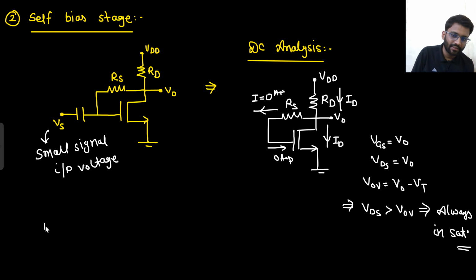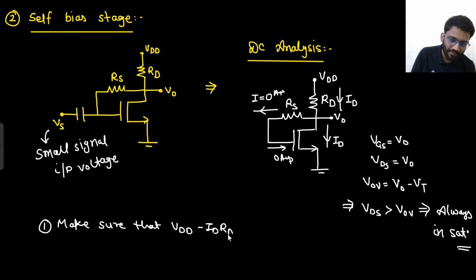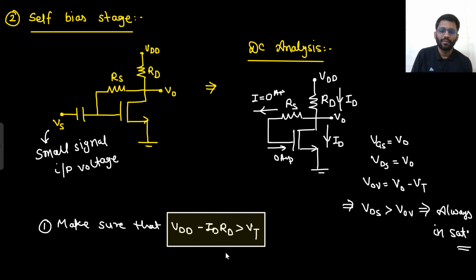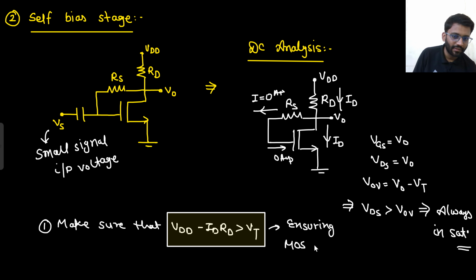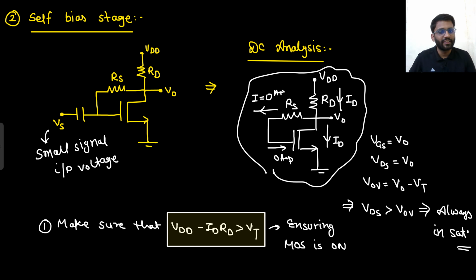So your only concern is to make sure that VDD minus ID into RD is greater than VT. That's it. What will this ensure? Ensuring that MOS is on. And if MOS is on, it will certainly go into saturation region. There is no chance it will go into linear region. There is no chance that this configuration can go into linear region. This will certainly be in saturation region.